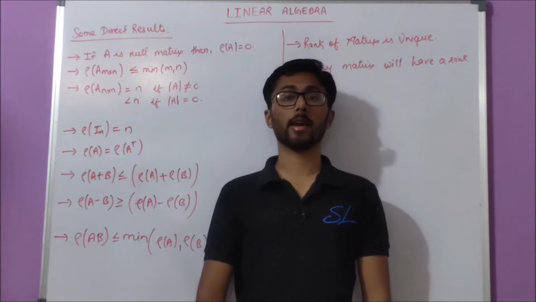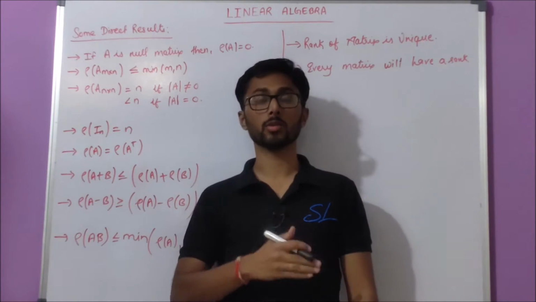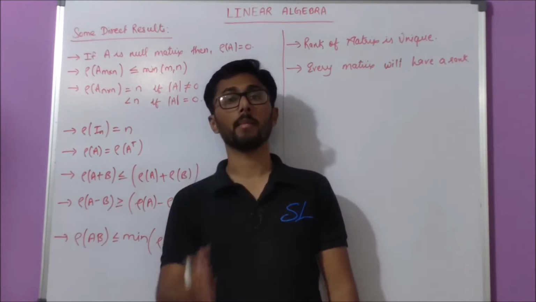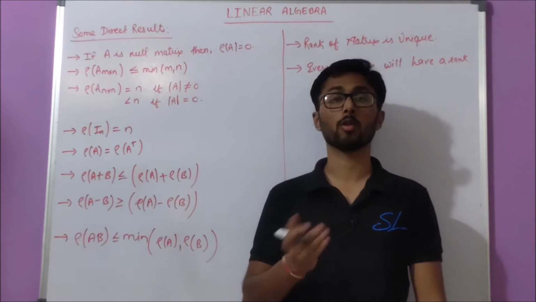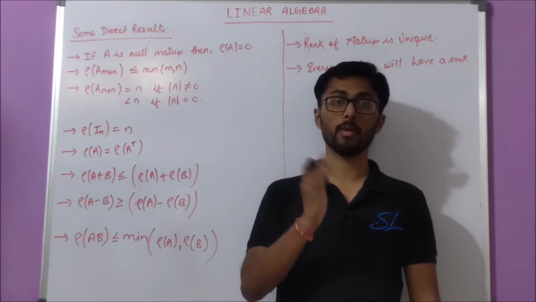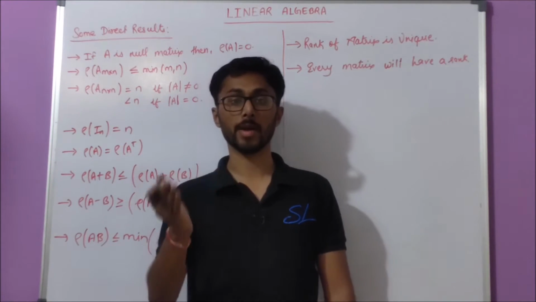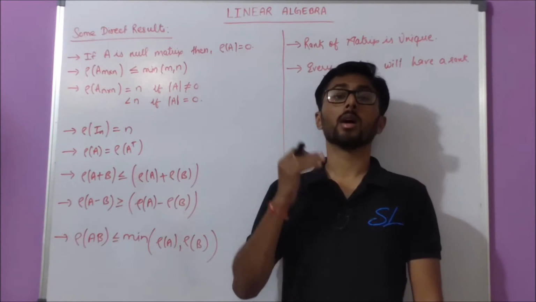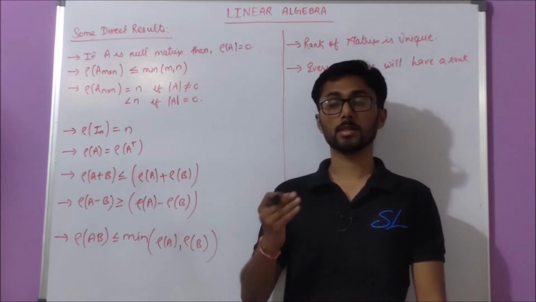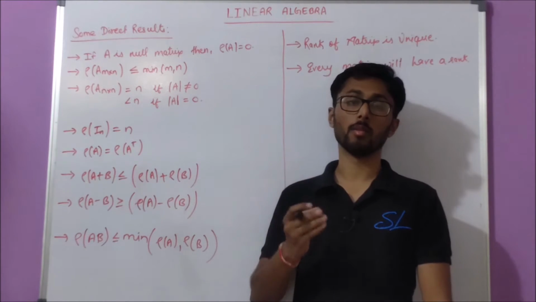We are discussing rank of a matrix, and here are some direct results which can be used to find out the rank of a matrix. So what is the rank of a matrix? Rank of a matrix is the number of non-zero rows in a row equivalent form of a matrix. If you don't know about the equivalent form of a matrix, then please see the videos in this playlist. You can find a video titled equivalent form of a matrix.